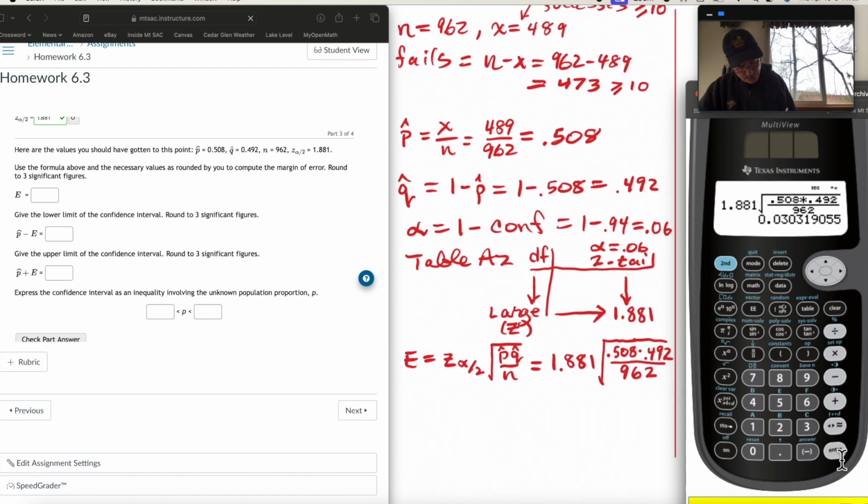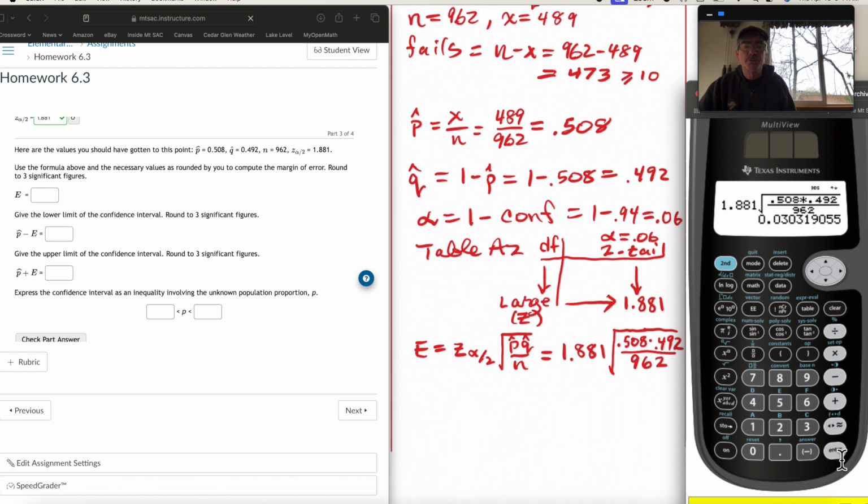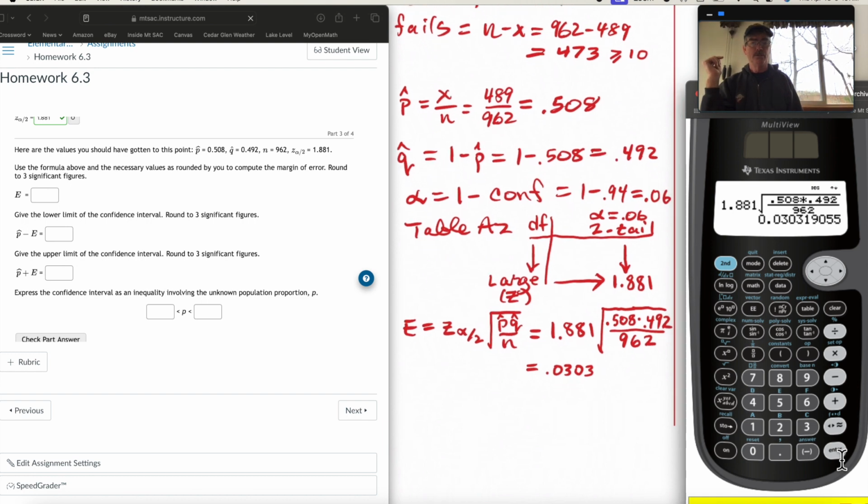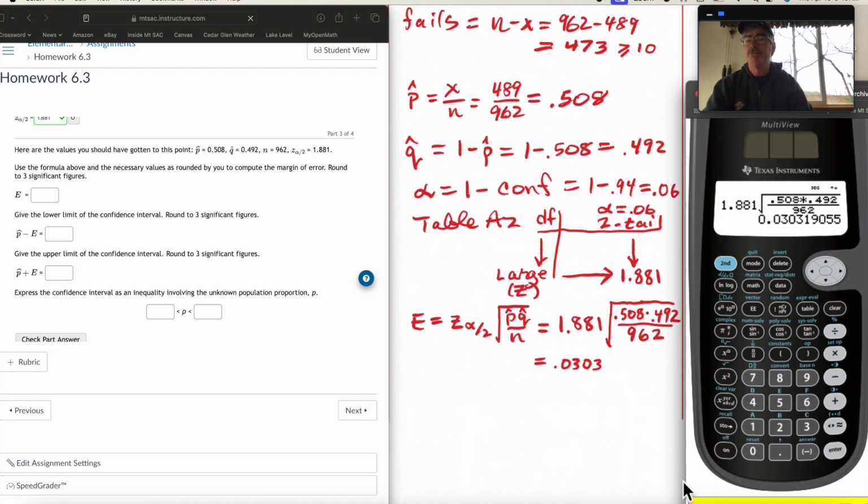Again, we want 3 significant figures, which means we start counting at the first non-zero digit. Starting counting at that 3, we get 0303. We'll round a little more as we do some more computations, but let me put an equal there so it's clear that we're working on that last one. Okay, so let's go ahead and put the margin for error in here.